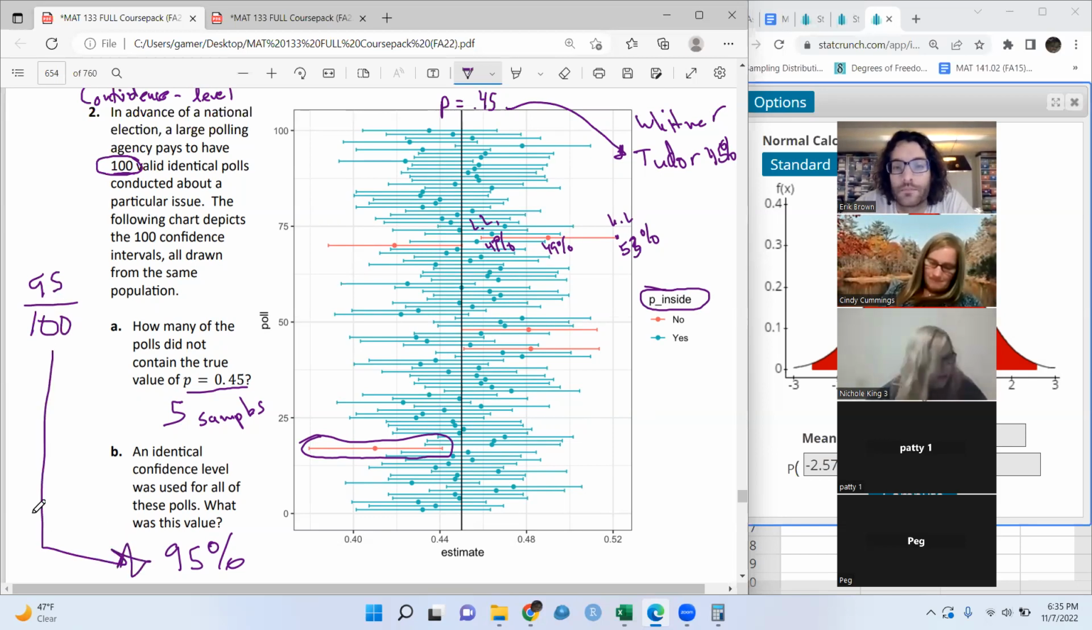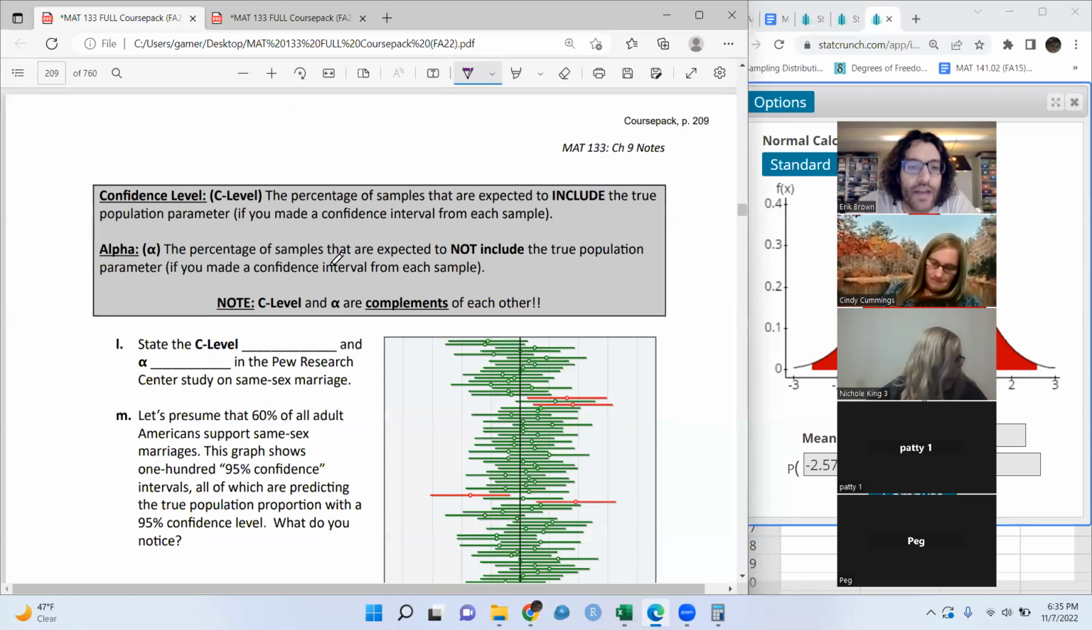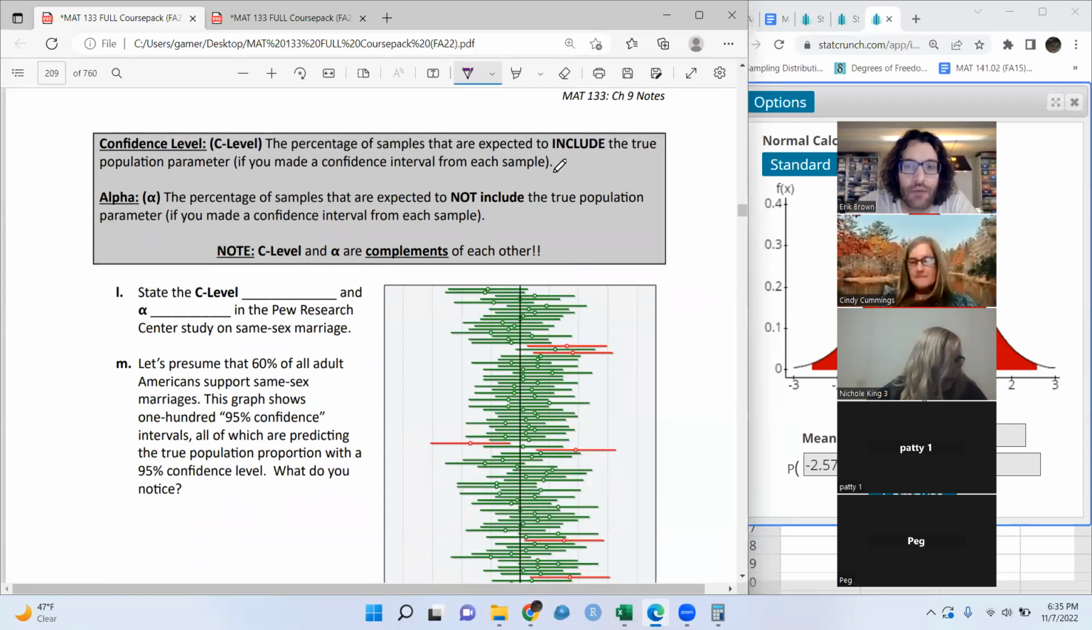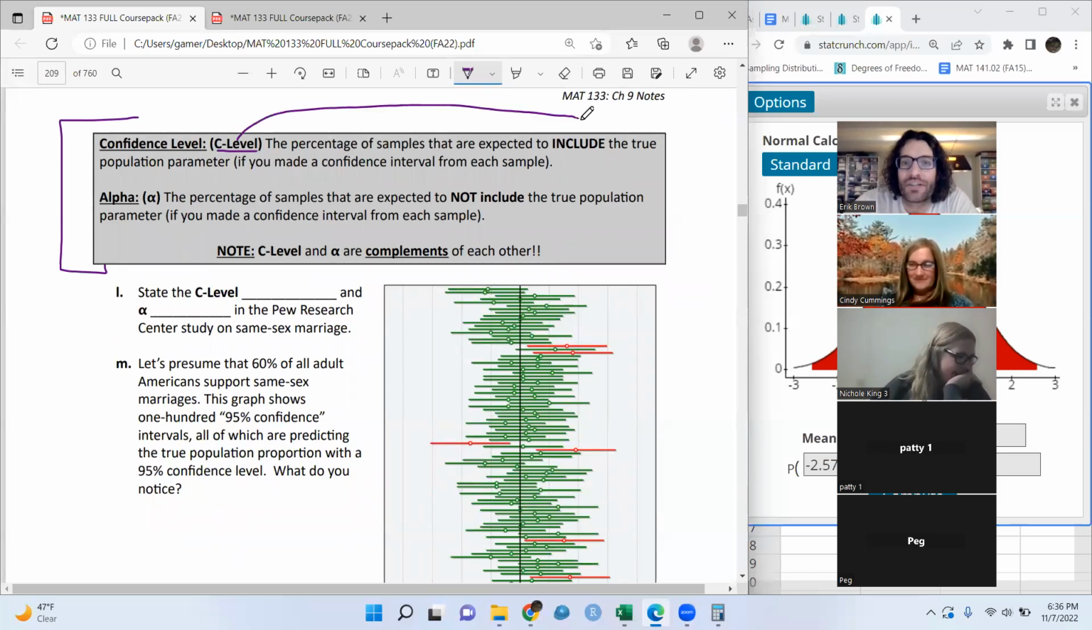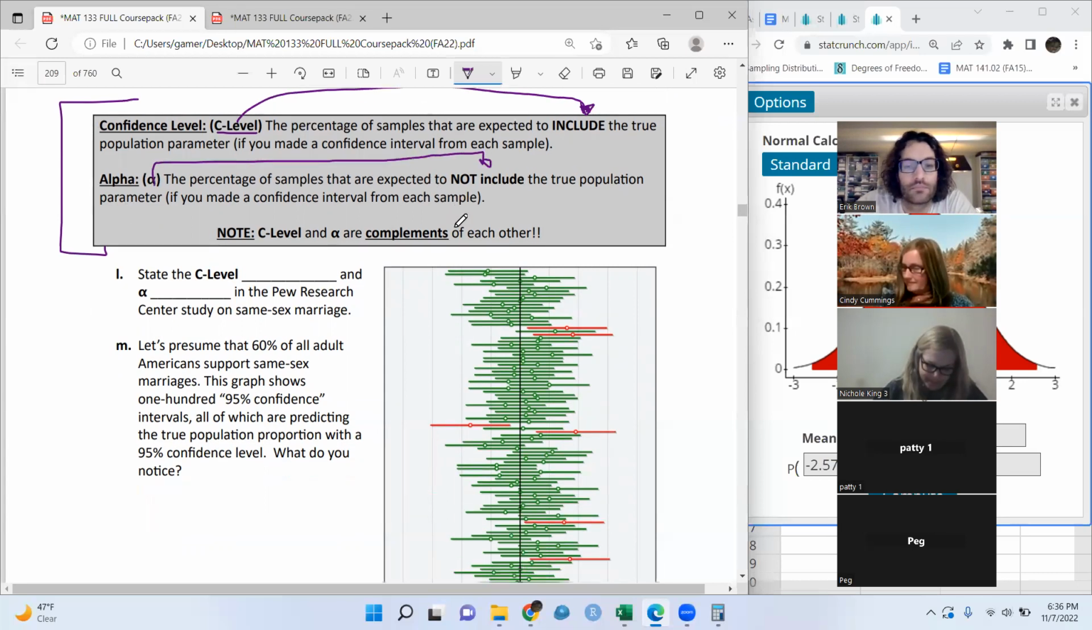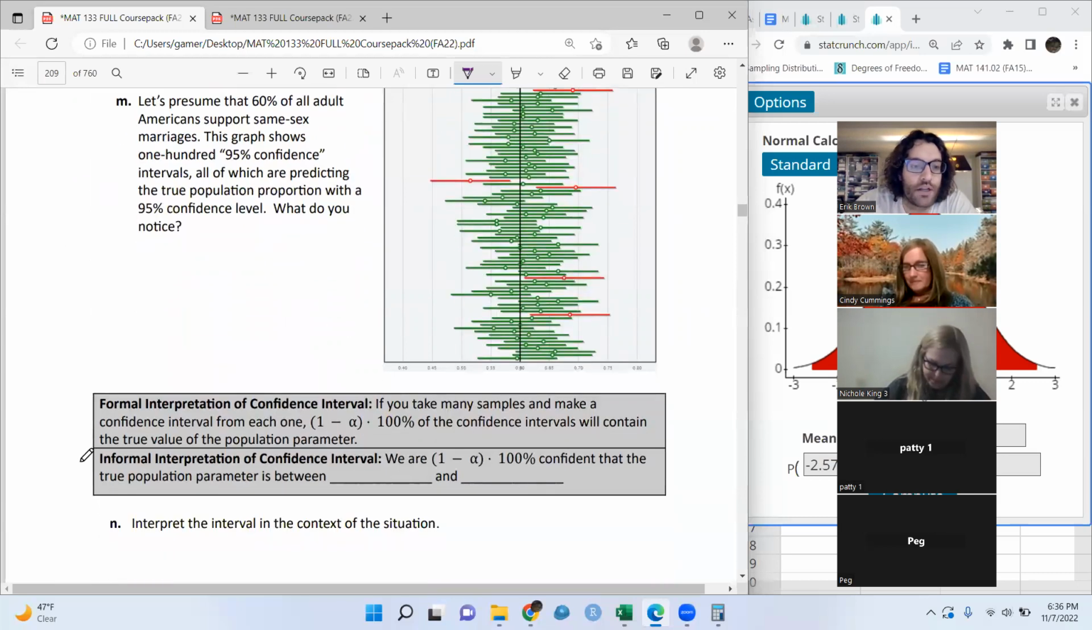Thank you. And Patty, that was on 209 in our notes. Yeah, this is the spot where you saw it in the notes. Here's the description of what these two things are. That's the only reason I knew it, because I looked at what we did last week. So C-level is the ones that include the true value. Alpha is the ones that do not include it. And we're going to use this interpretation when we interpret confidence intervals in a few seconds.